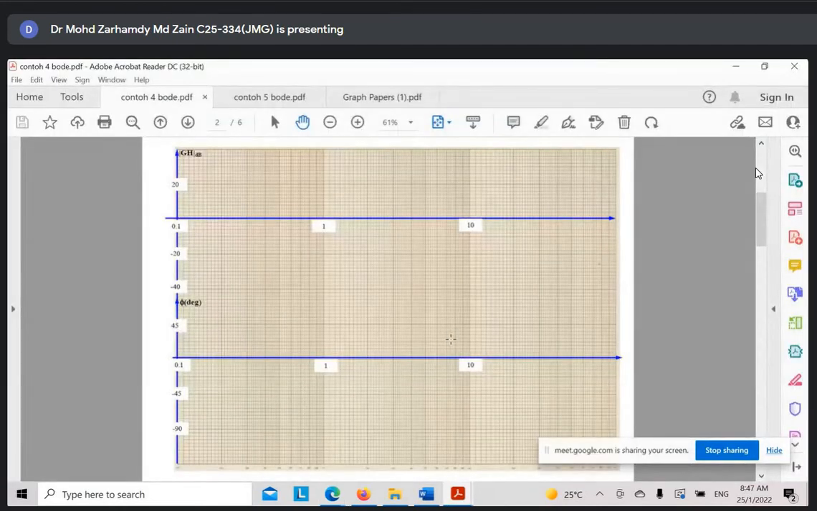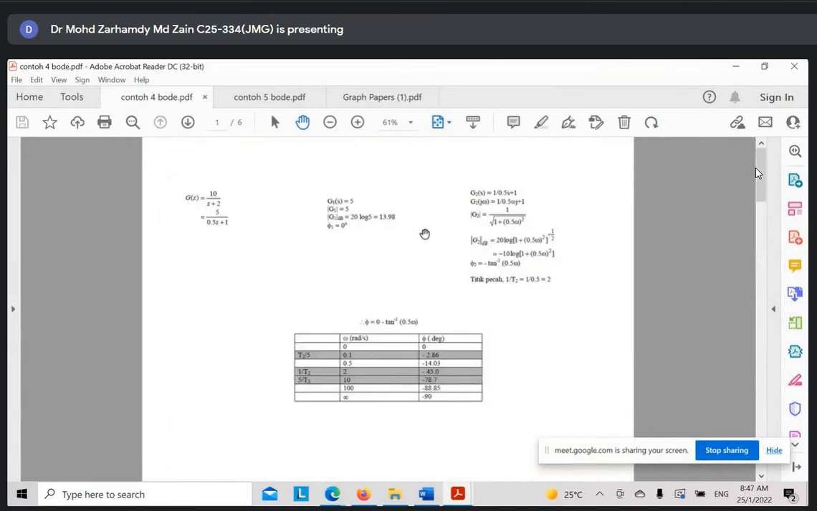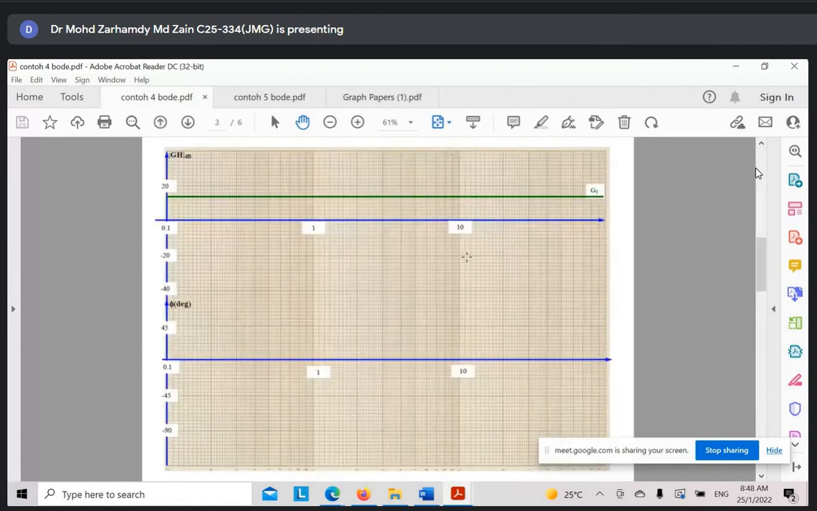Now we need to concentrate one by one. So G1, we know that. Now G1 is represented as 13.98. So this is one line. We have two lines here. One line is represented as G1, one line is represented as G2. Now G1, so we draw G1.